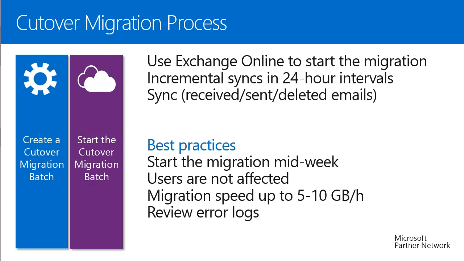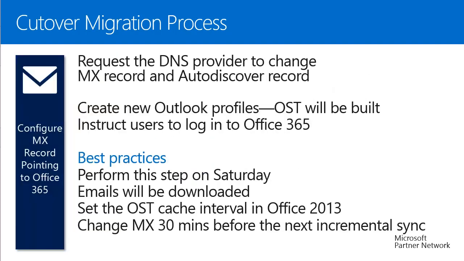During this synchronization, feel free to review all the error logs presented in Exchange Online, so you can have a clear view of what's going on in the system, and you can see if there are any items which cannot be migrated to the cloud. You can leave this incremental synchronization running for a couple of days. The actual switch is initiated by changing your MX record and autodiscover record. As soon as you change your MX record, it will point to Office 365, so all the incoming emails land in a cloud mailbox.